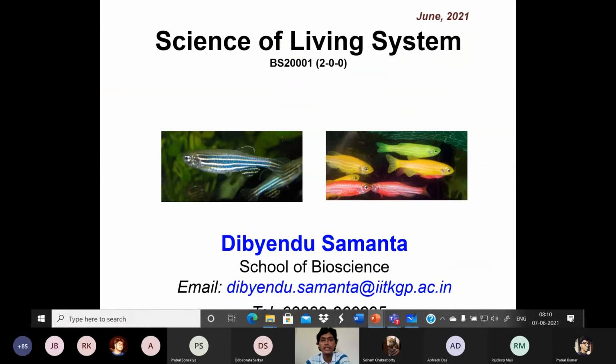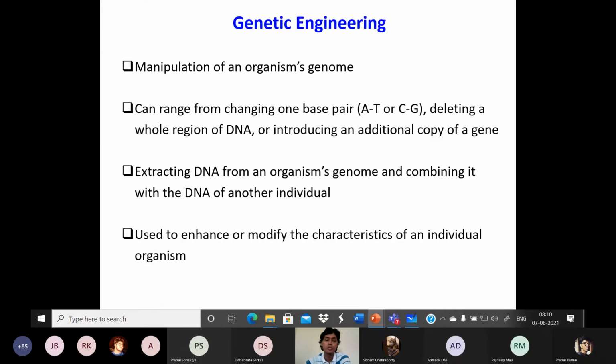So, as I told you, we are going to discuss genetic engineering today. So, what is genetic engineering? Here some of those points are mentioned, but overall, I will cover the overall idea about genetic engineering.